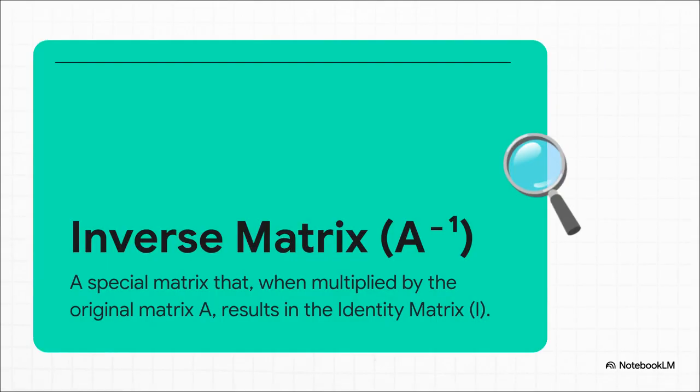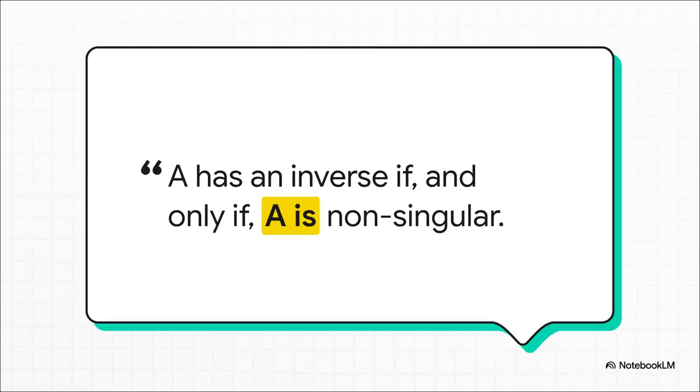So the inverse, which you write as A with a little -1 up top, has one incredible property. When you multiply any matrix by its own inverse, they basically cancel each other out. What you're left with is something called the identity matrix, which is just the matrix version of the number 1. It's the ultimate reset button. And this right here is the golden rule that ties everything we've just learned together. A matrix has an inverse if and only if it is non-singular. And what does non-singular mean? It means its determinant is not zero. It's a perfect logical chain.